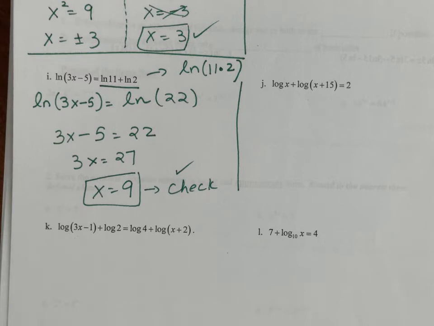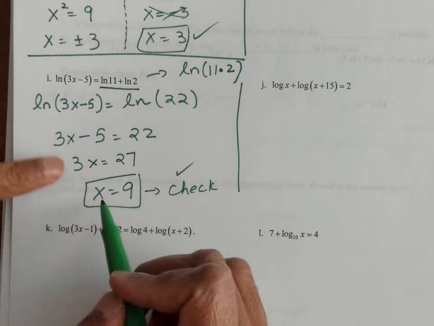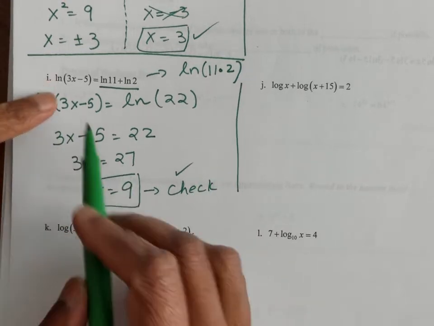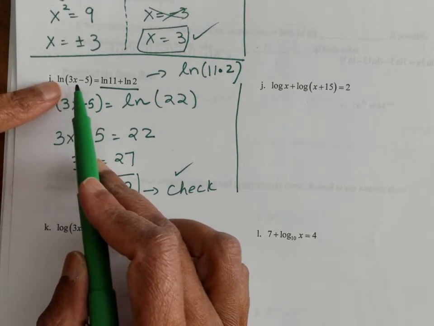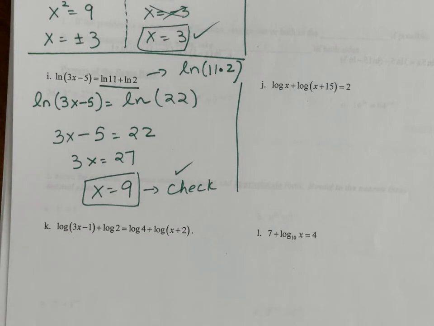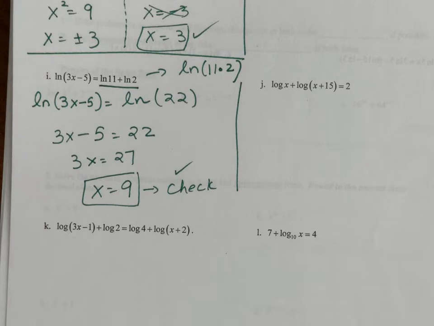Yeah, are we doing okay? I checked, for anyone who's still unsure about the checking part, I took x equals 9. 3 times 9 is 27. 27 minus 5 is 22, which is positive, so it works. Alright, let's look at J. Can you all do J without my help?